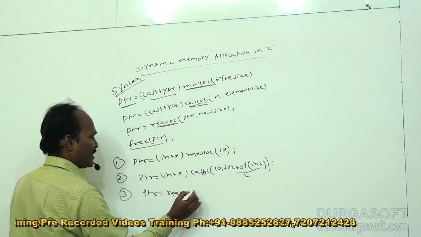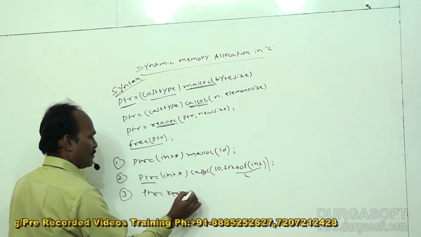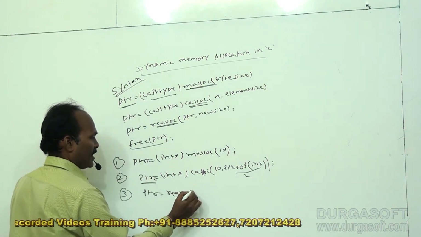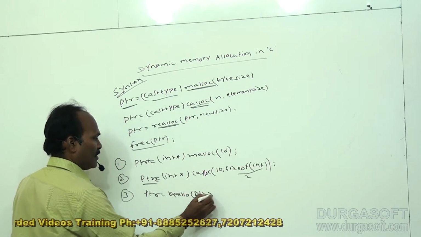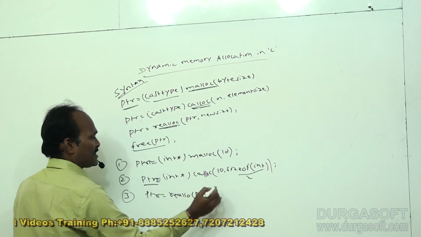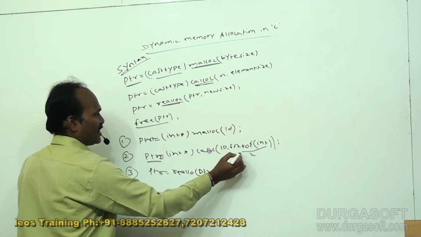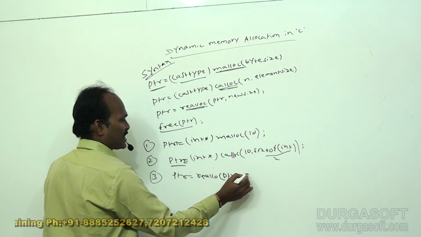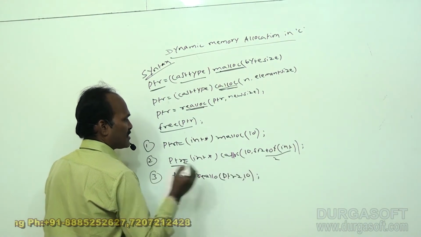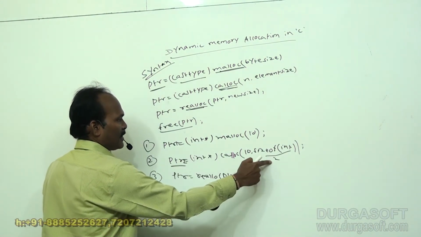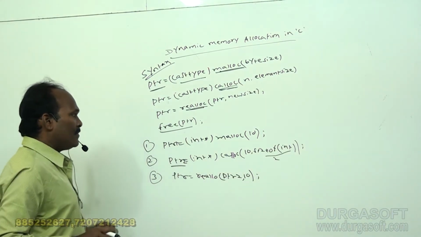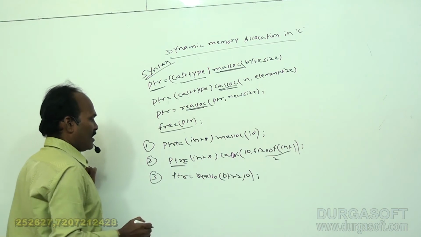Reallocation, you can say, this is suppose PTR1, this is PTR2, and PTR2 and new size. Here how much size is allocated? 10 comma 10 into 2, 20 bytes. I just want to change the size like this. Previously I allocated 20 bytes, so this time I am allocating 10 bytes. I have altered the size.